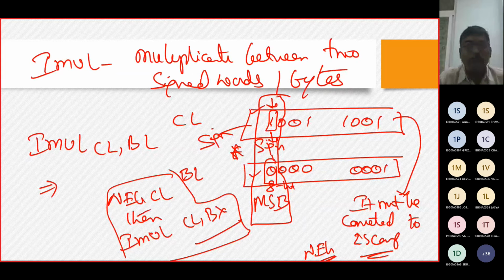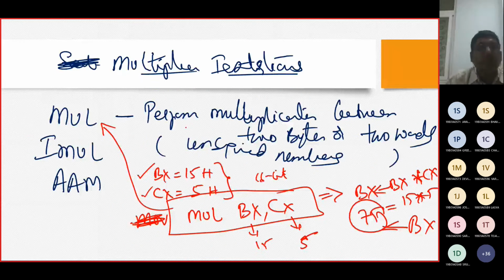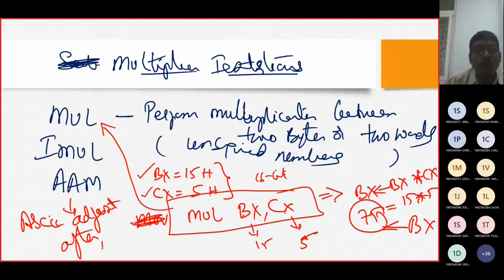The other was the ASCII adjust after multiplication. So AAM, we call it ASCII adjust after multiplication. So this is all regarding the multiplication instructions.